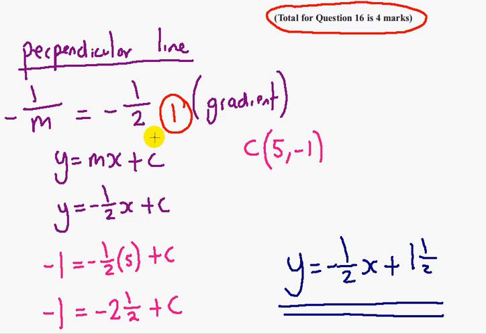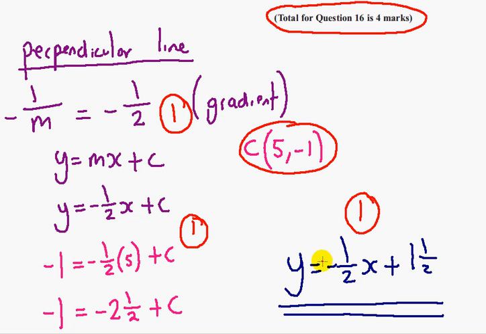The third method mark is dependent on method mark 2, for the substitution of this coordinate here to try and find what the y-intercept is. And the fourth mark, the final mark, is for the equation of the perpendicular line. So y equals minus a half x plus 1.5 for the fourth and final mark. And that's it for question 16.